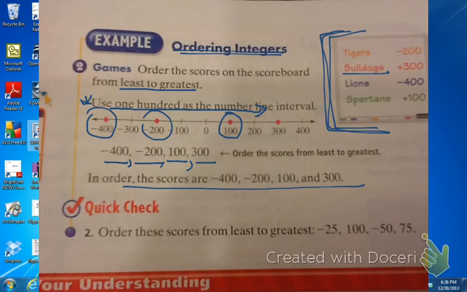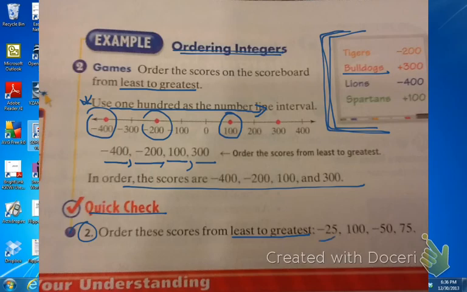Now what I'd like you to do is go ahead and pause me and do this quick check. Pause me and write on your paper the order of these scores from, again, least to greatest. How you would see them on a number line. Remember, left to right is moving from least to greatest. And then push play when you're ready.